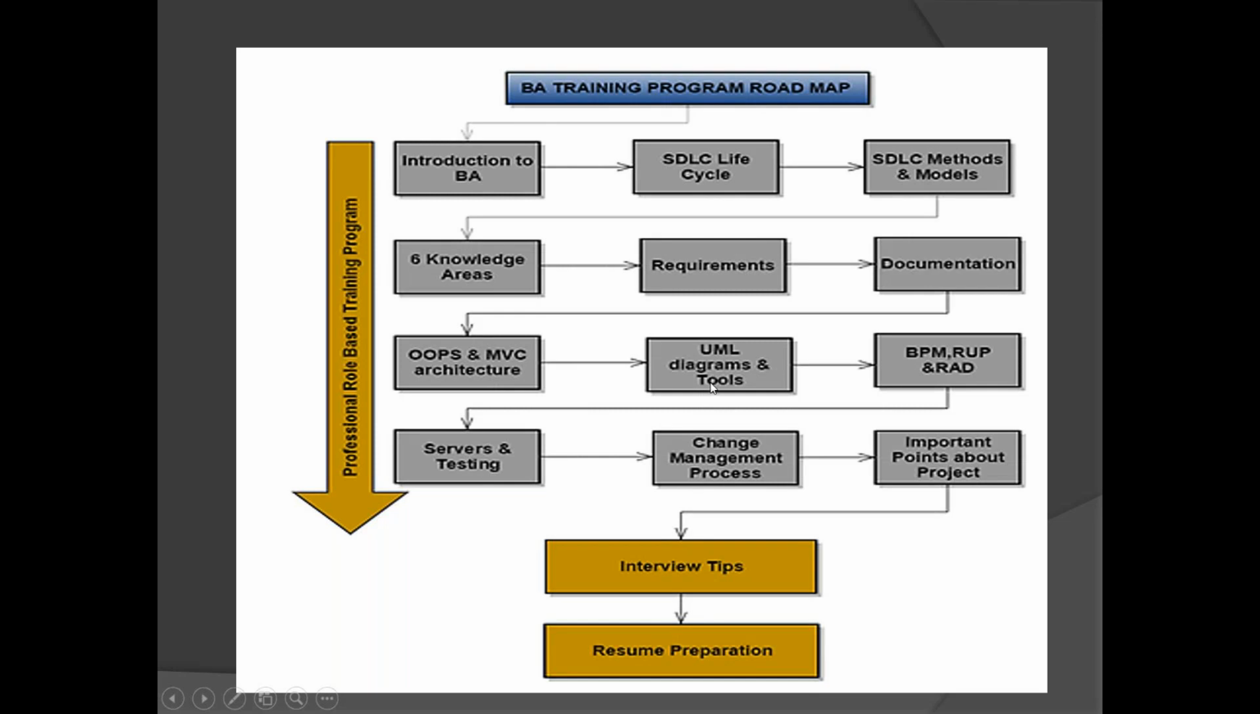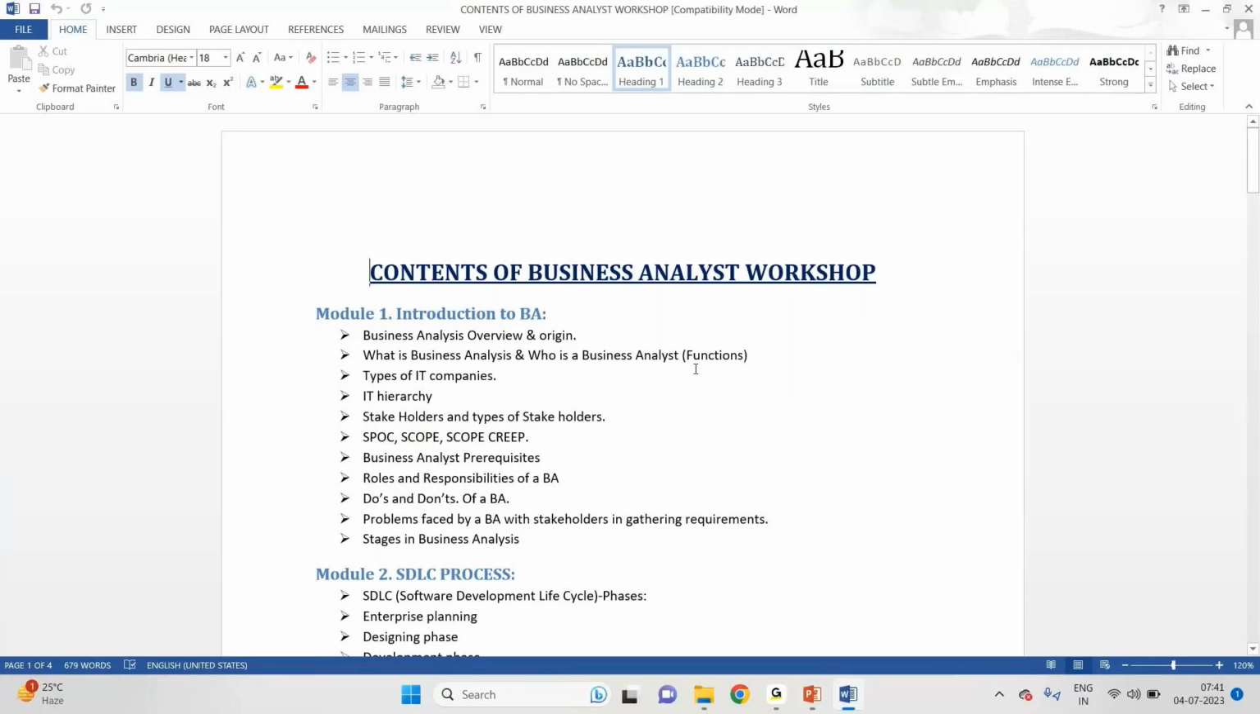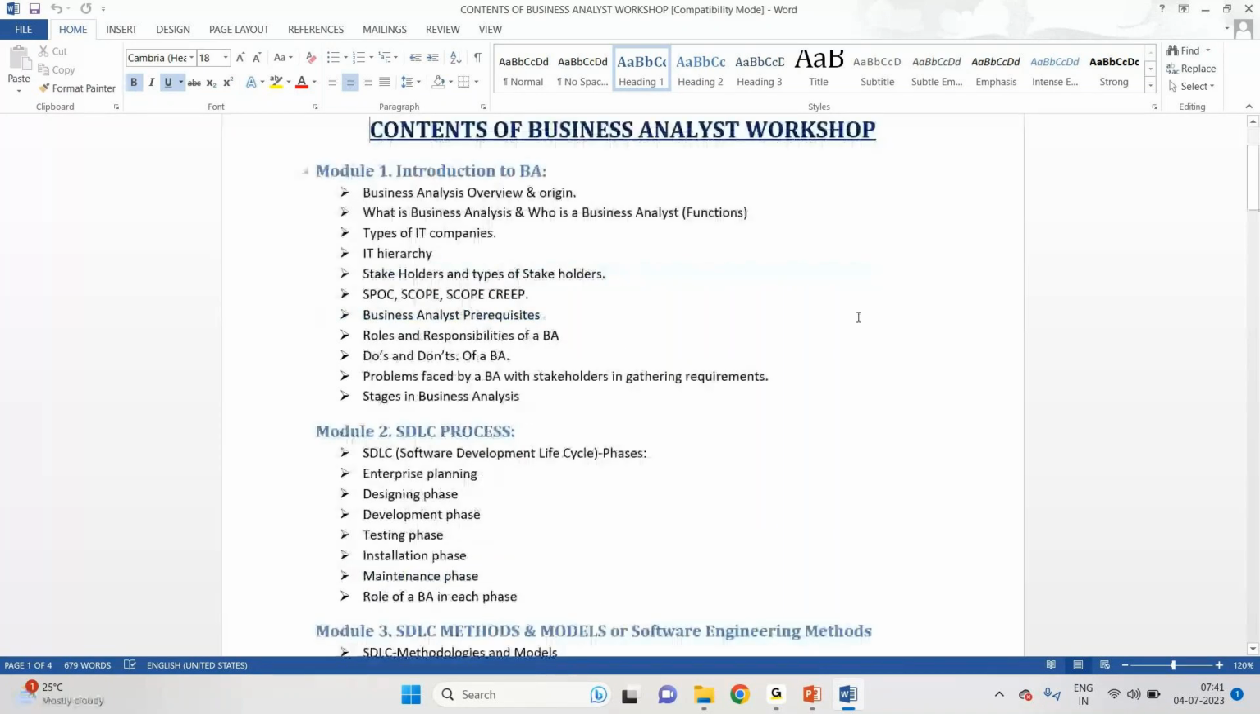Now let me show you what I am going to cover in my training. These are the contents of my business analyst workshop. So total we are going to have 13 modules. So the first module is introduction to BA. So here I am going to explain you business analyst overview and origin.